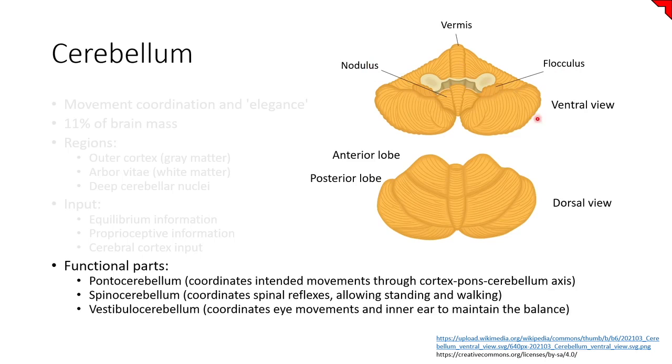And usually on the medial part of the cerebellum, there is the control of the trunk and neck and head. So the parts that are closer to the midline of your body, and on the lateral parts of the cerebellum, you have the control of the extremities, so hands and legs.